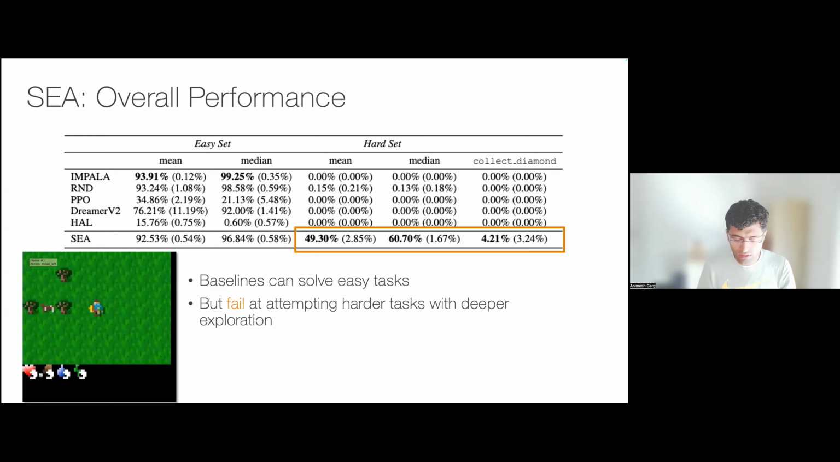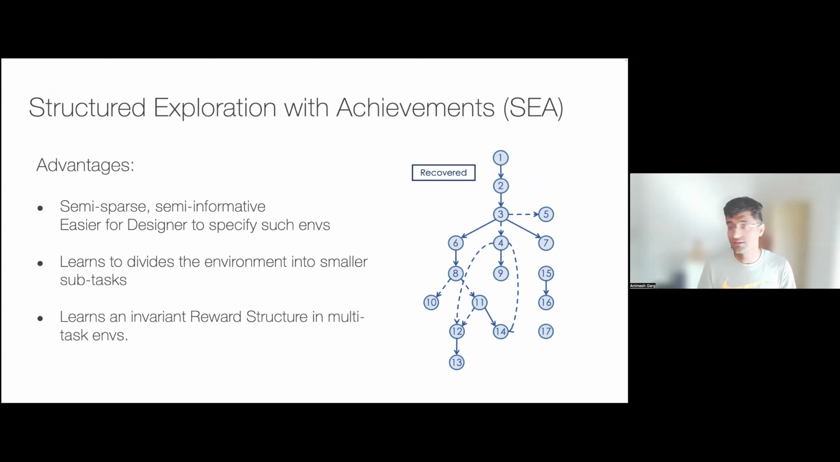So the takeaway here would be that really semi-sparse and semi-informative reward models like achievements are very easy for designers to specify. So I can tell you, or maybe a large foundation model can tell us, if I'm opening a door, I can tell you, is the door locked or unlocked, or is the door open or not, as classifiers. But providing them as dense reward models for agents to follow is much harder. And our model automatically divides the environment into smaller subtasks and then learns this invariant reward structure as a DAG that you can allow it to use in multitask environments.